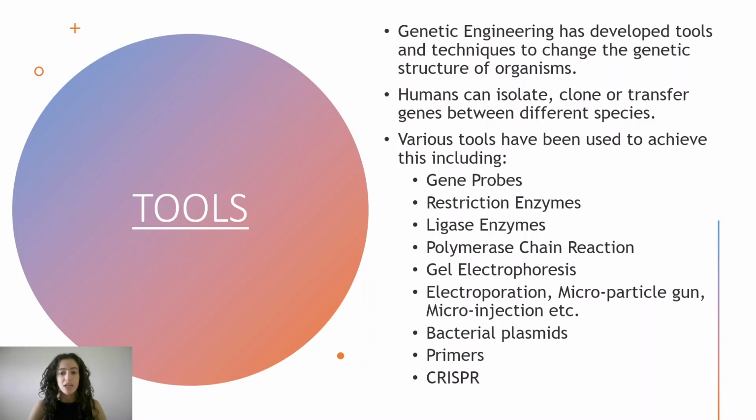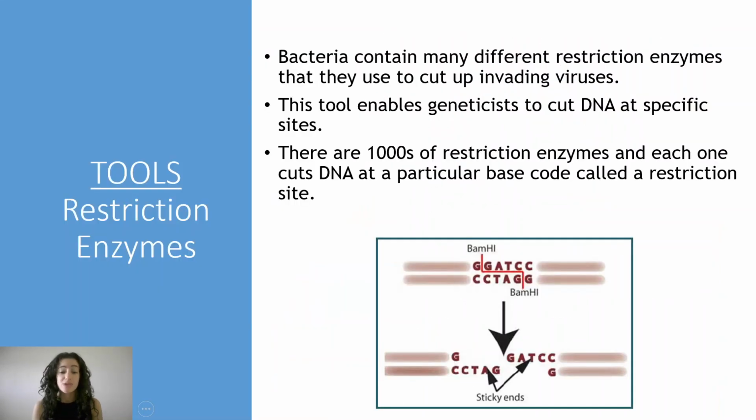So genetic engineering is about changing the genetic structure of organisms, and there are specific biological tools that are needed. These are listed here, but I think we're just going to get straight into them. So the first one is restriction enzymes. Restriction enzymes exist naturally in bacteria, and bacteria contain a lot of different restriction enzymes, and restriction enzymes cut DNA. So bacteria use restriction enzymes to cut up the DNA of invading viruses in order to kill the virus.